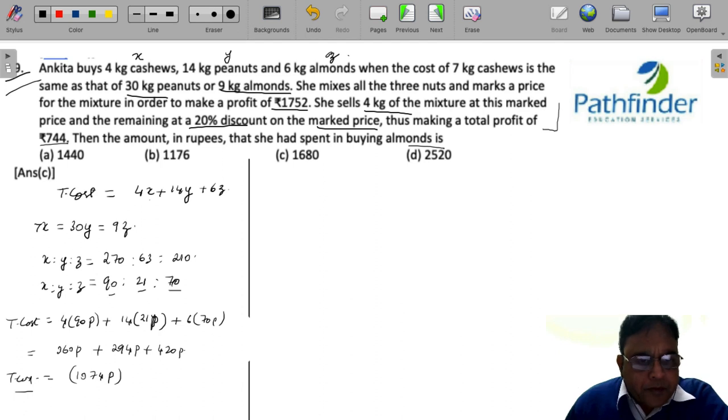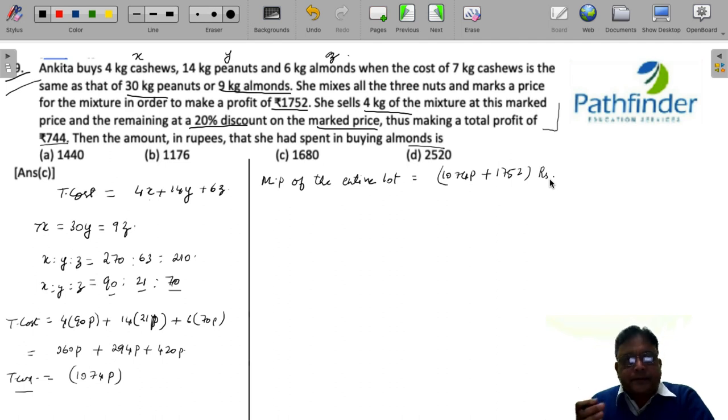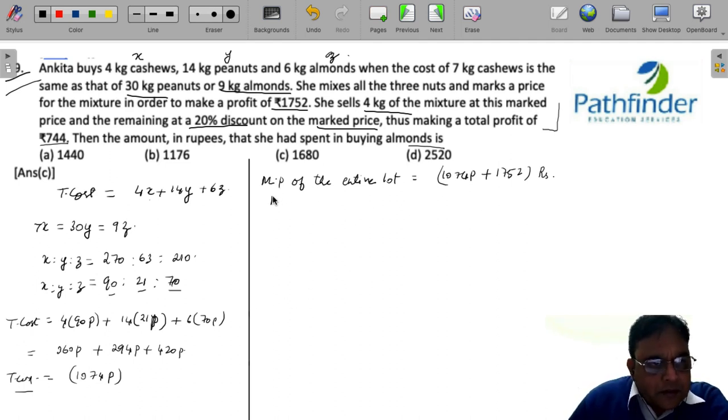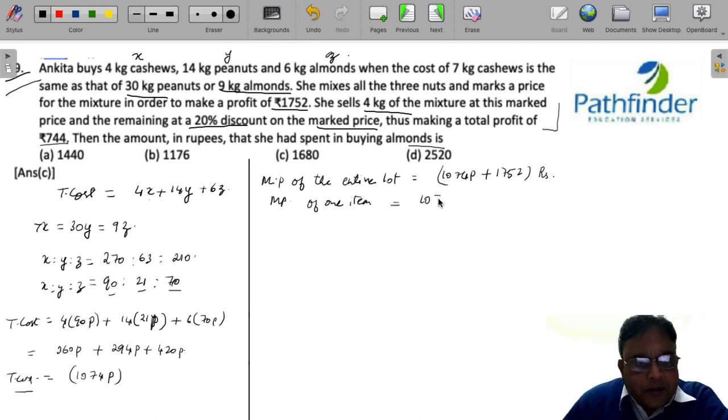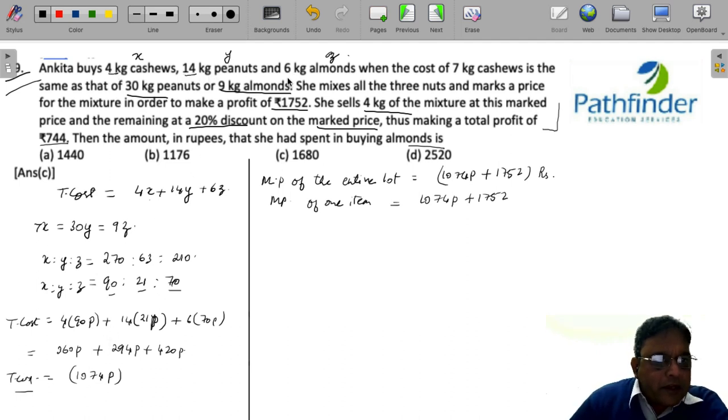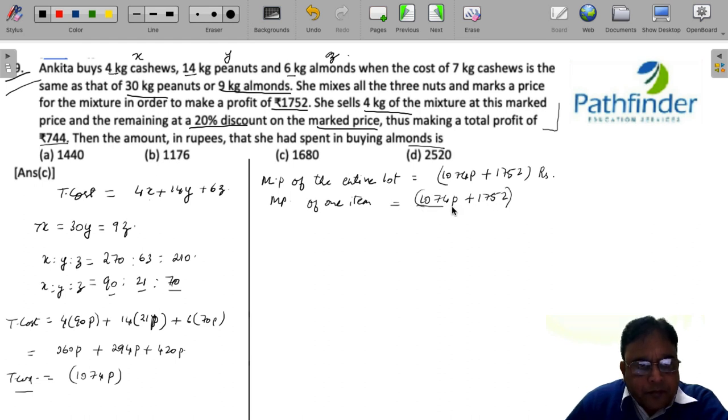Now essentially, it has been very clearly mentioned that you're selling at a mark price which gives you a profit of 1752. So mark price of the entire lot must be 1074p plus 1752 in rupees. Now this means mark price of one kg can be 1074 times p plus 1752 divided by total kgs. Now total kgs are 4 plus 14, 18, plus 6, 24. This divided by 24.